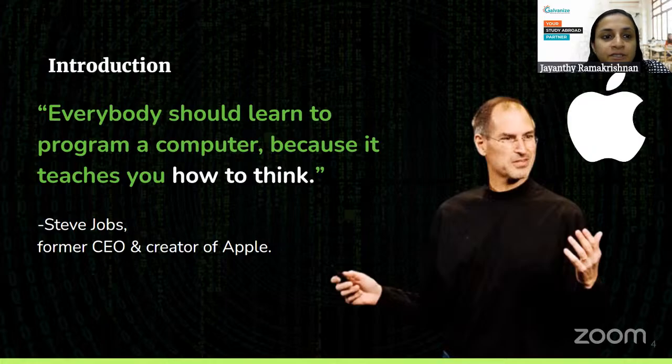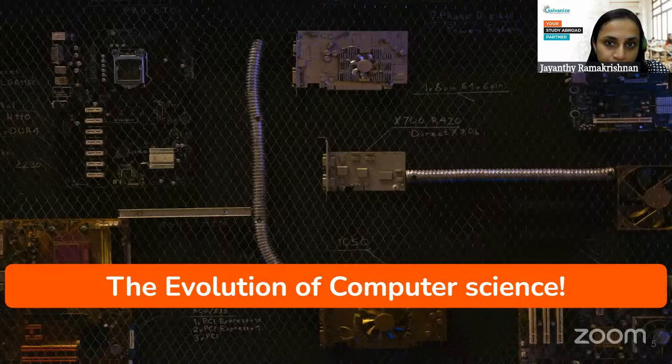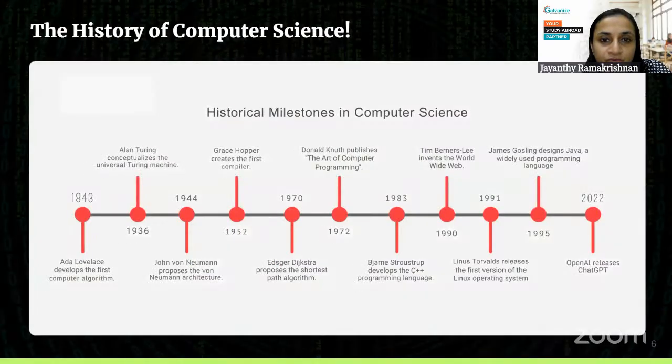Let me start with the evolution of computer science. Now, my team was able to find this really nice infographic, which talks about the historical milestones in computer science. In this infographic, you can see that the world of computer science has been shaped by the innovations of numerous computer scientists whose contributions over the past century have contributed to the development of popular programming languages, AI, and a lot of other programming standards. Okay.